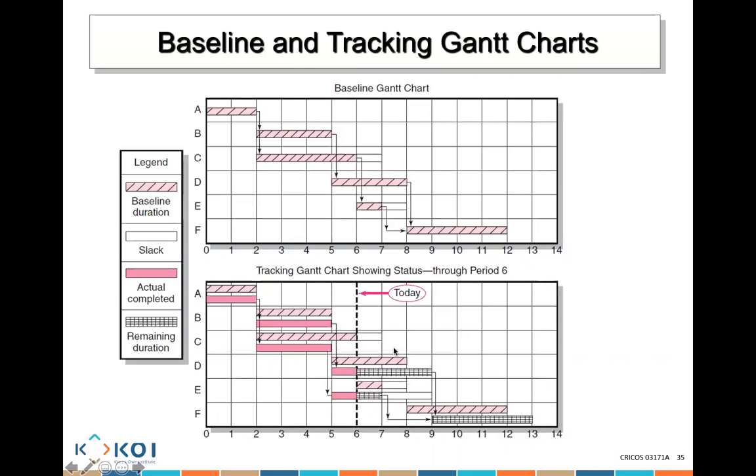If I plan to start this activity on day 8, but now it's going to actually start on day 9 because some other activity is now delayed, what's going to happen? Your whole project will be pushed out. And you can see that visually on tools like Microsoft Project.